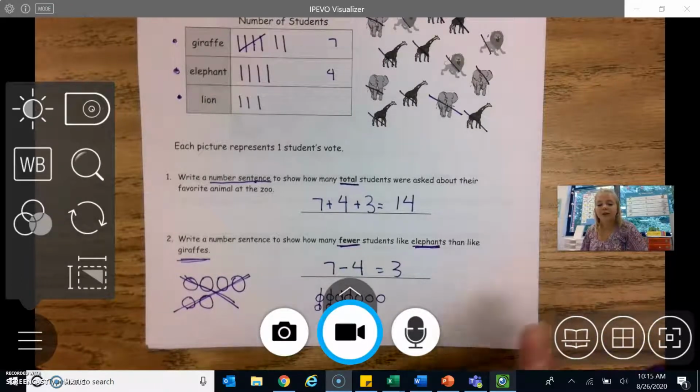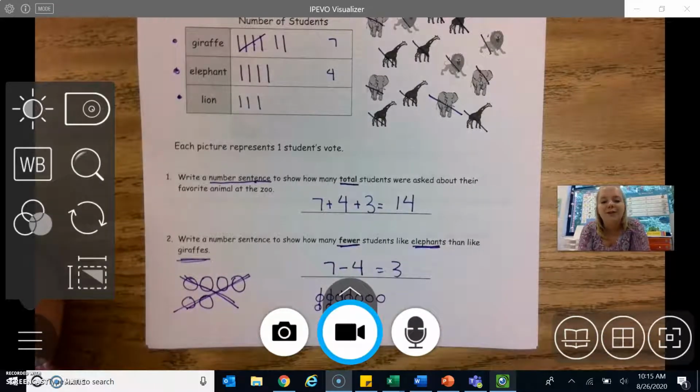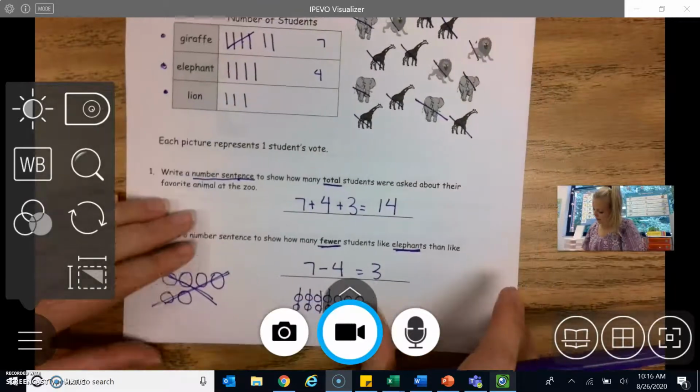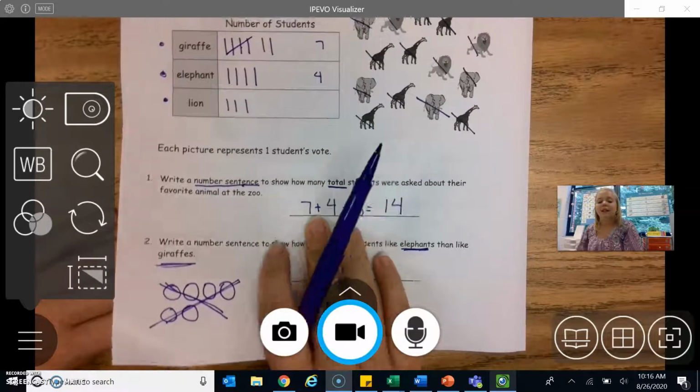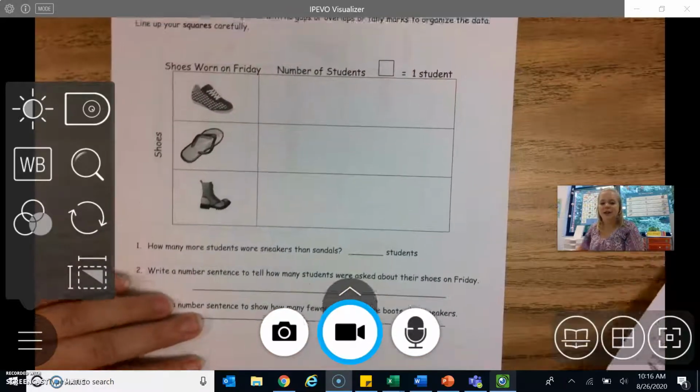3 fewer. Remember, when you see fewer than or more than, you can subtract, or you can line up circles or squares and cross out pairs and see how many you've left over. That's for fewer, or how many fewer, or how many more, okay? Now let's go on to our next worksheet today.